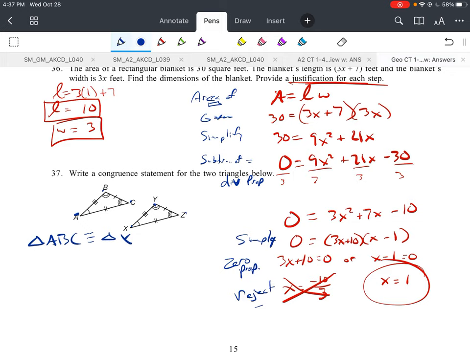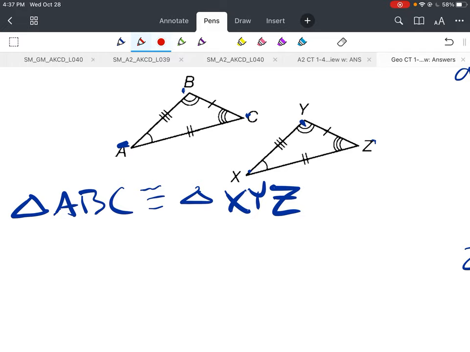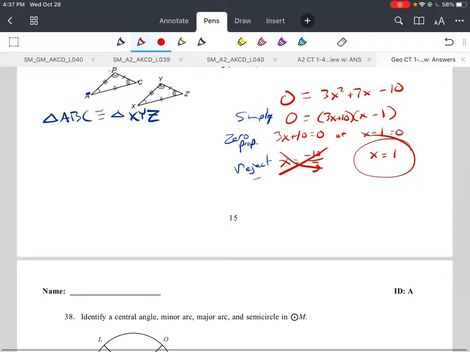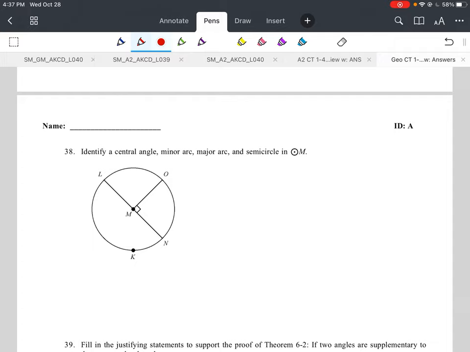When they're asking this stuff here, that's all they're wanting to do, to write is just that they are congruent to each other. And the reason is, there's no reason to it. You don't have to justify it. It's already shown. But just make sure you go in the same order that the angles are ordered there in the sides.